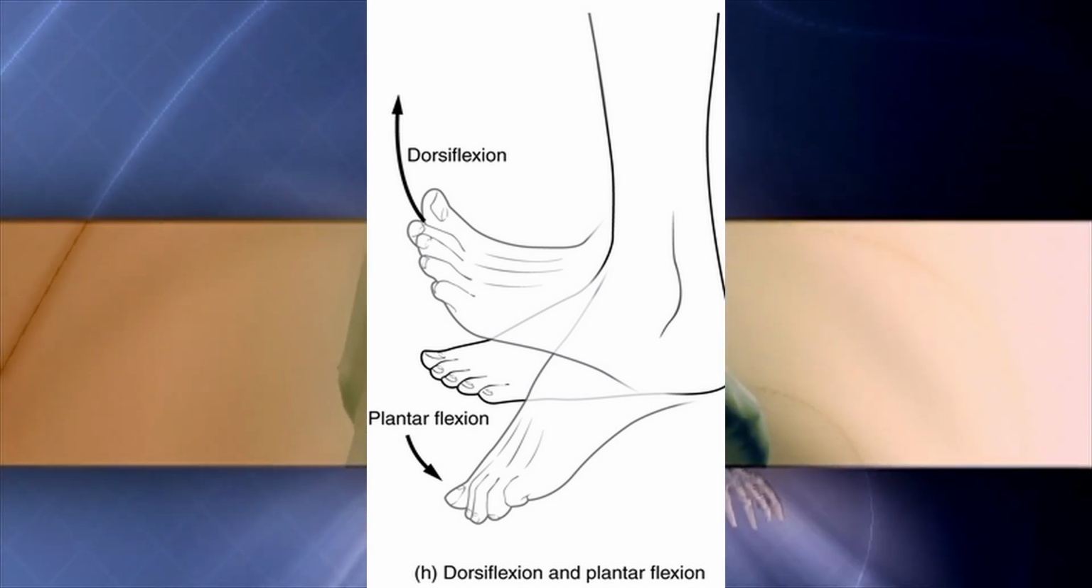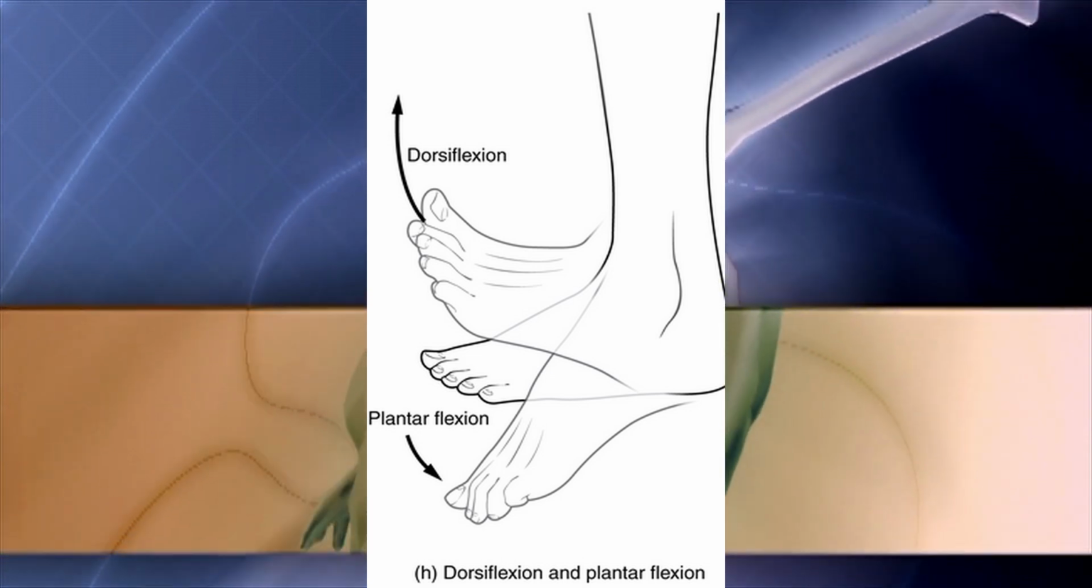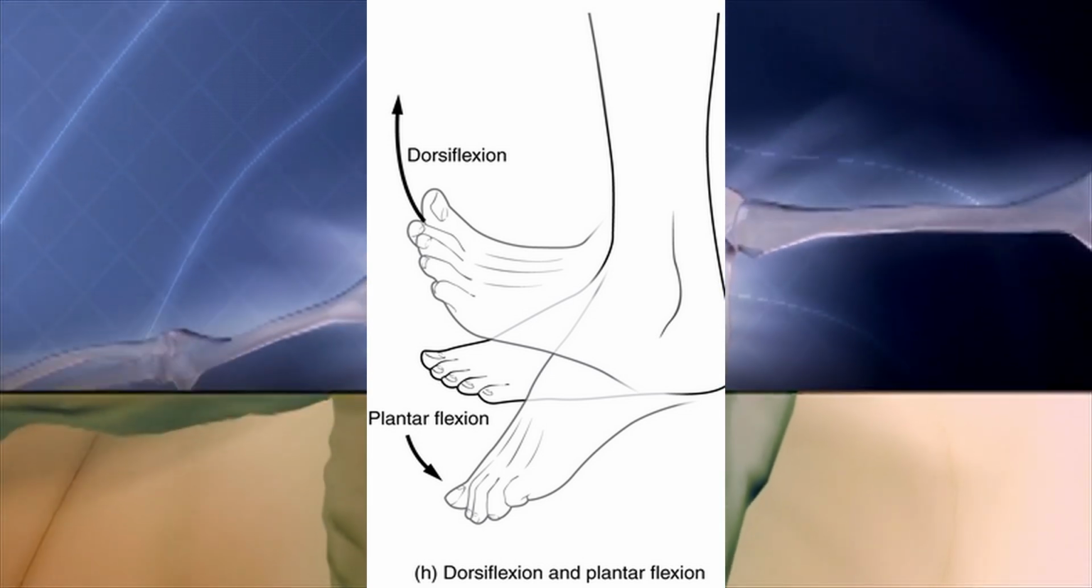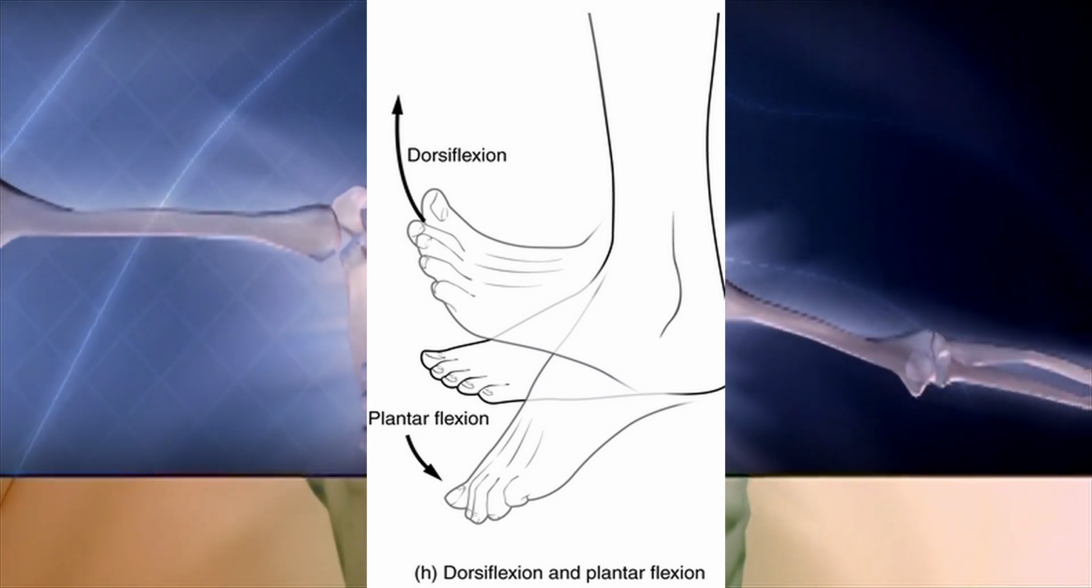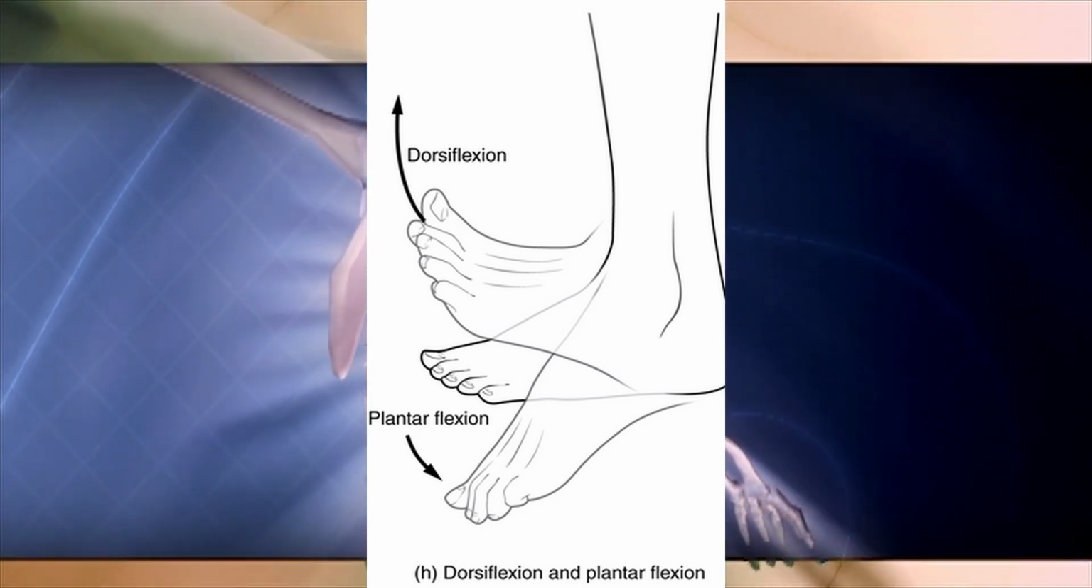So if, for example, you were stretching your leg out as far as you can in front of you, this would be an example of plantar flexion, as the toes are trying to be pushed down towards the ground as much as you can while your leg remains straight.